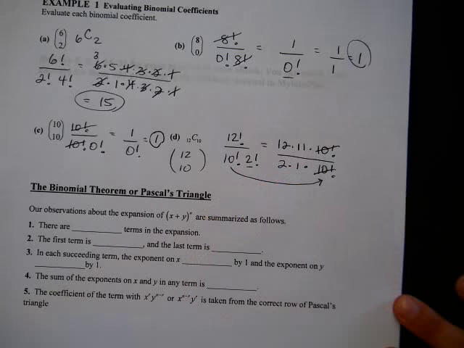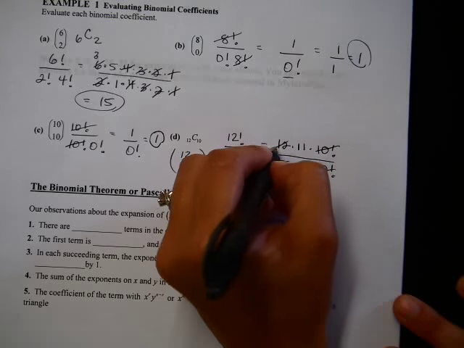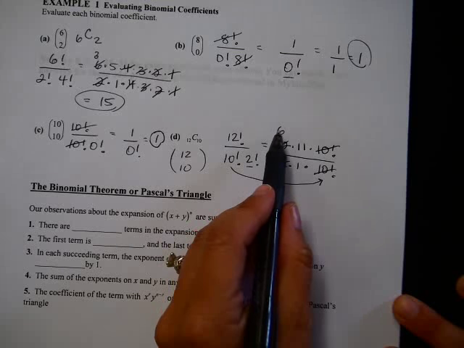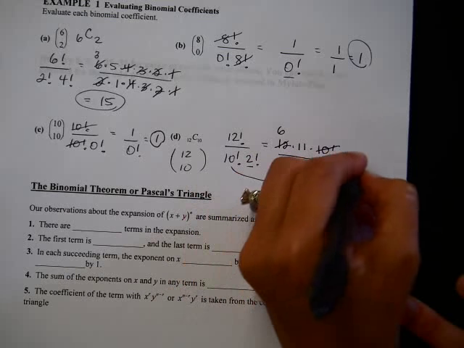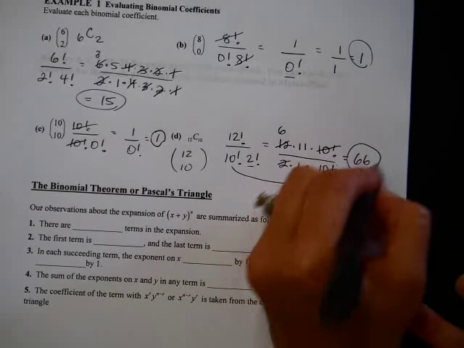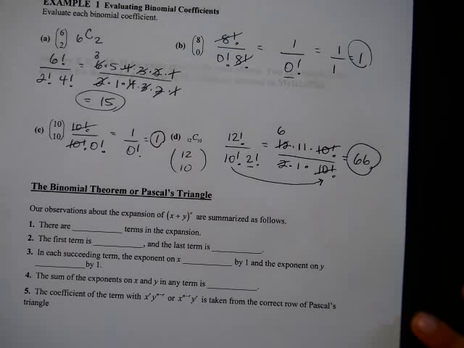Right, the 10s cancel. 2 will go into 12 6 times. Again, multiply what you have left in the top. 6 times 11 is 66. And then in the bottom again, 1 times all that is just 1. So your answer is 66. So that's how you do them by hand.